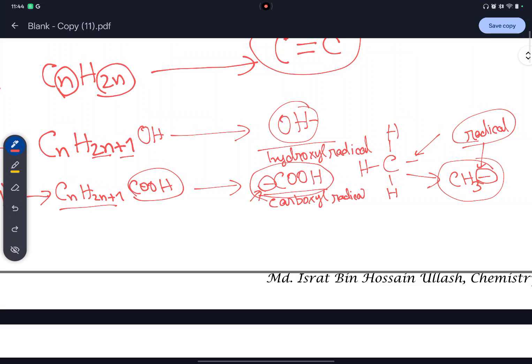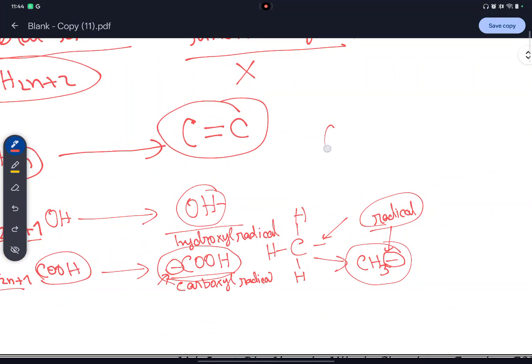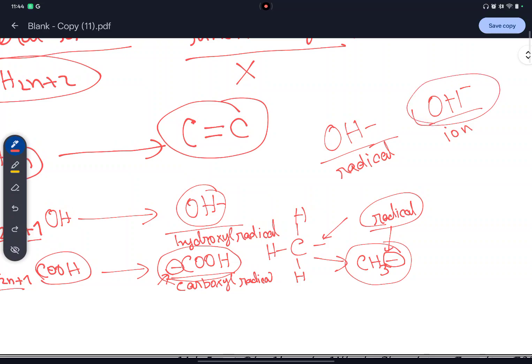Now a radical is very different from the ions. OH bond and OH minus, these are totally different things. This one is a radical. That means it has a blank bond, and this one is an ion. Remember that. There are very few confusing questions where they tell you that alcohol has a hydroxyl ion. It is wrong. Hydroxyl radical, not hydroxyl ion.